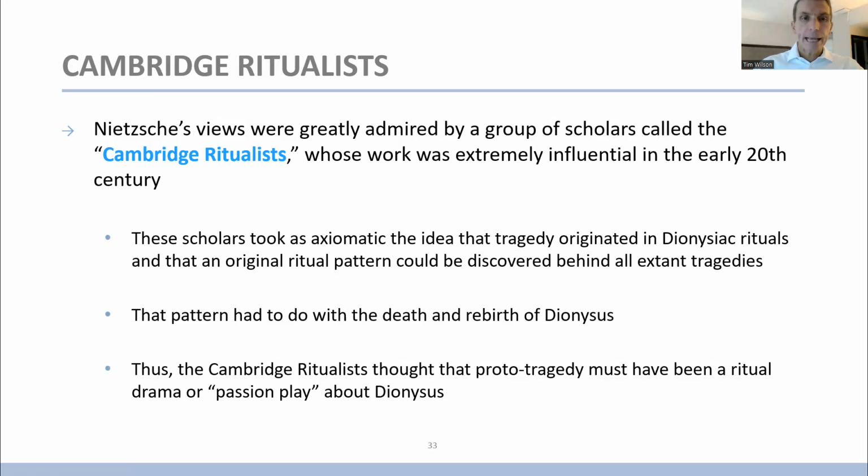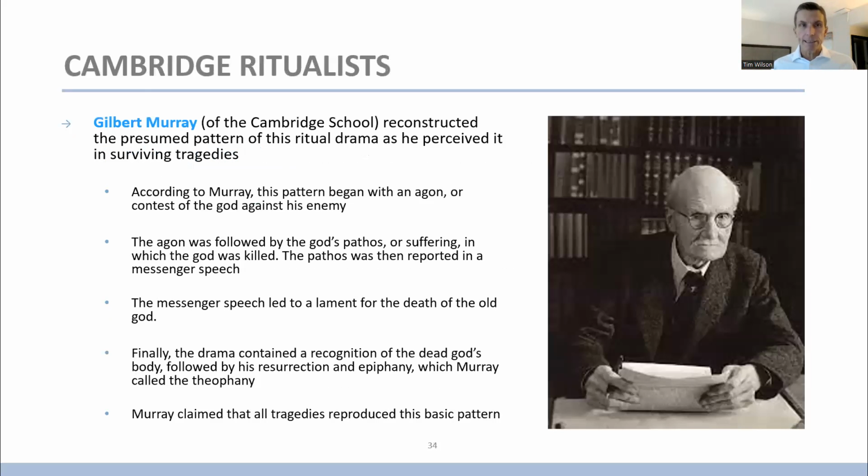They took as axiomatic the idea that tragedy originated in Dionysian rituals, and that the original ritual pattern could be discovered behind extant tragedies. And the pattern had to do with the death and rebirth of Dionysus. So the Cambridge ritualists thought that the proto-tragedy must have been a ritual drama or passion play about Dionysus.